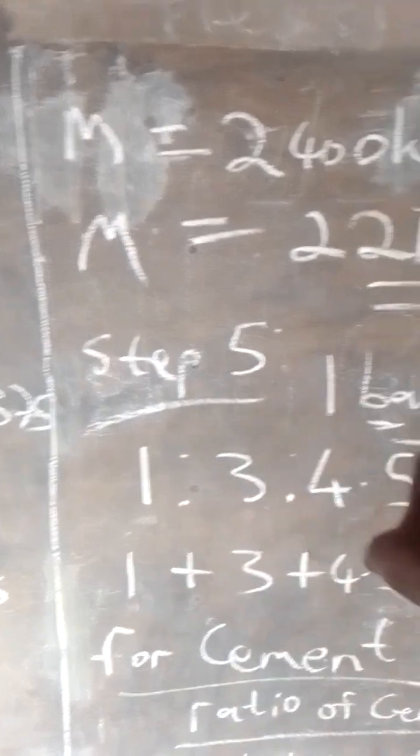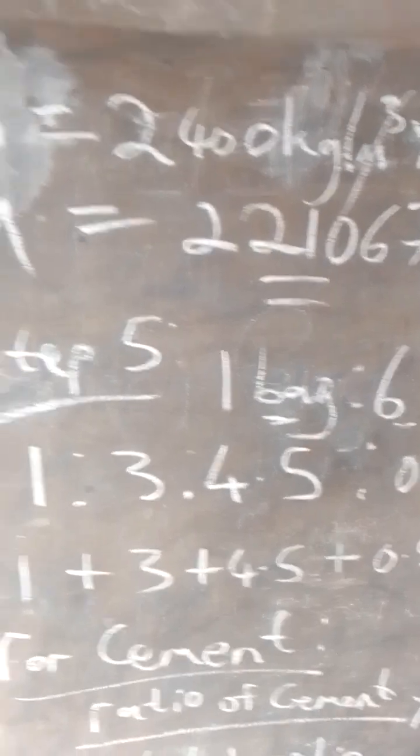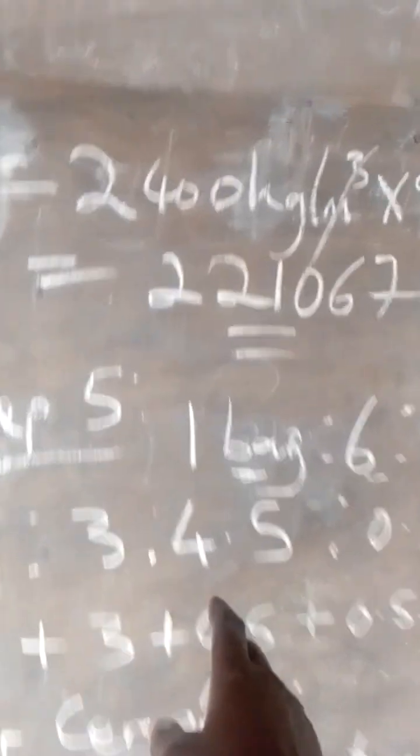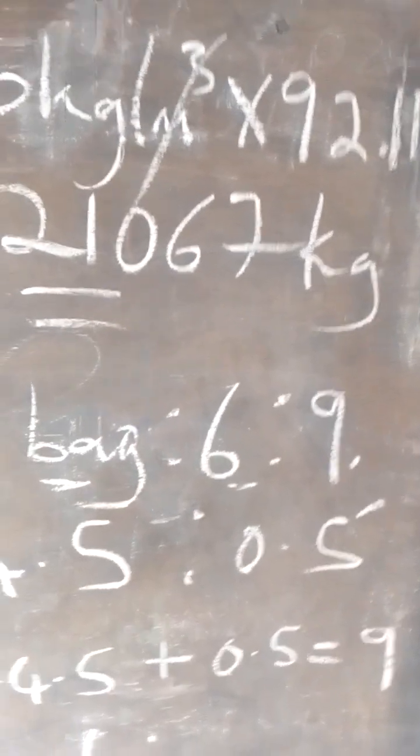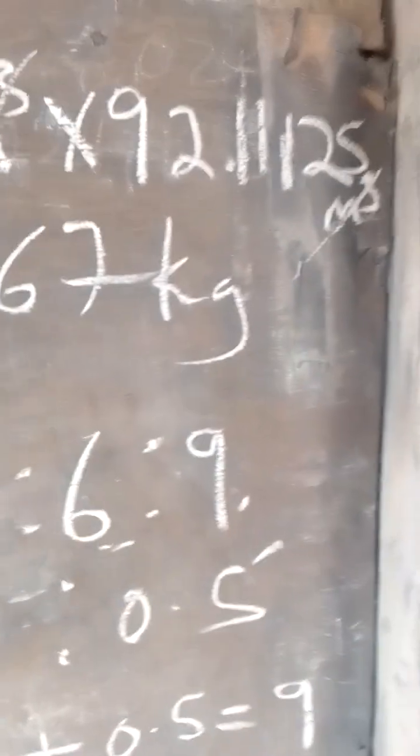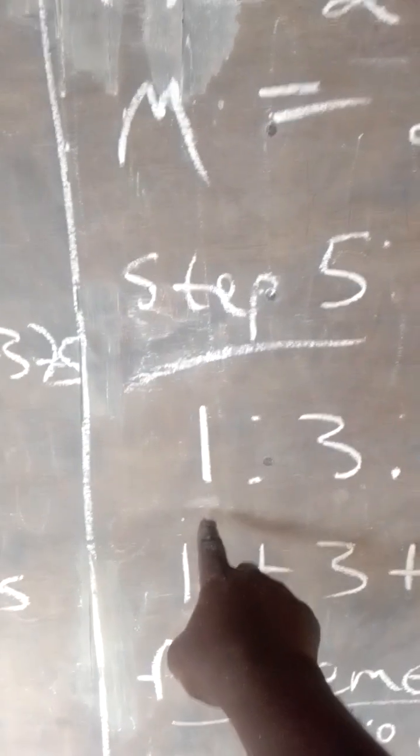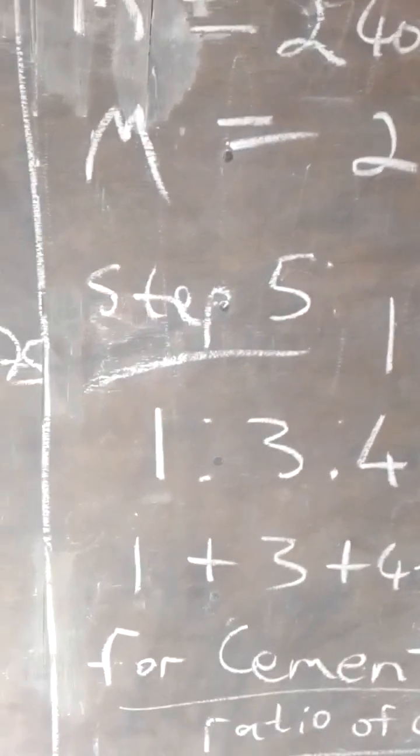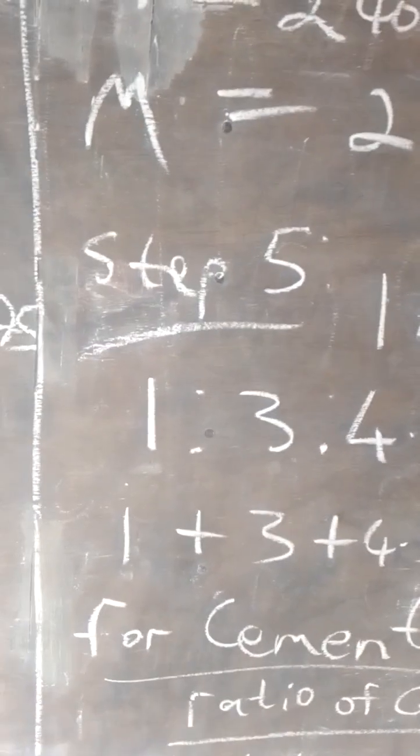Step 5, don't be confused here. On site, when using manual labor and mixing per bag, we bring 1 bag of cement to 6 full headpans of sand to 9 full headpans of chippings. Remember, this is not water level, but in calculation we use the water level. What I mean by water level is that in the headpan, it will not heap up. It will just be level, where the water can stop.